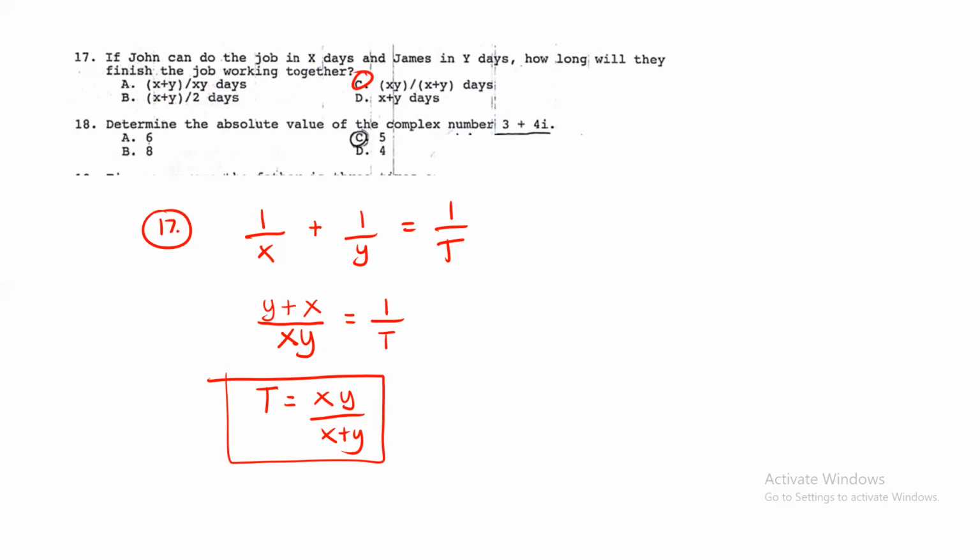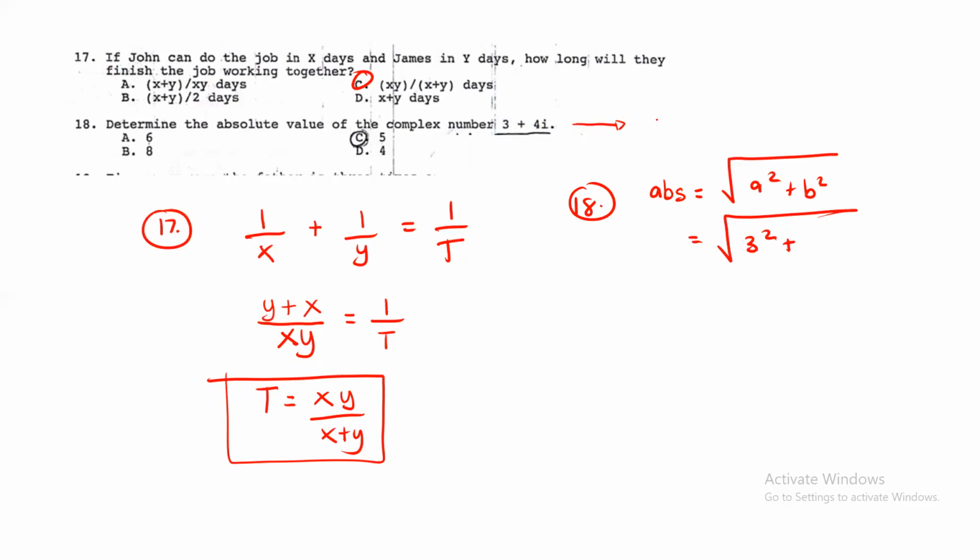So, next, number 18, determine the absolute value of 3 plus 4i. Absolute value, abs, is equal to the square root of a squared plus b squared. So, magiging square root ng 3 squared.